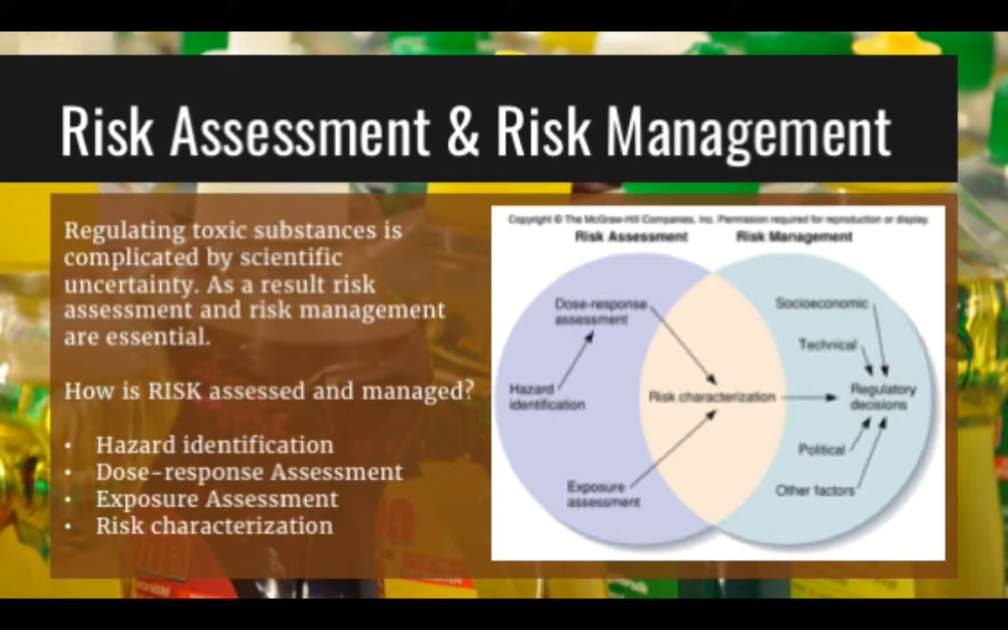Number 4, risk characterization. In risk characterization, the results of the first 3 steps above are then combined to produce an estimate of risk. For example, the magnitude of public health problem. Because of the different susceptibilities and exposures, this risk will vary within a population.